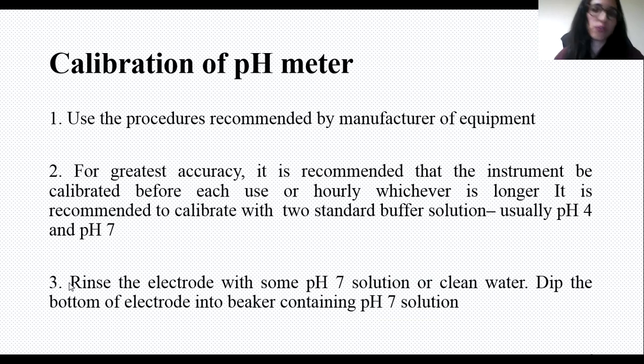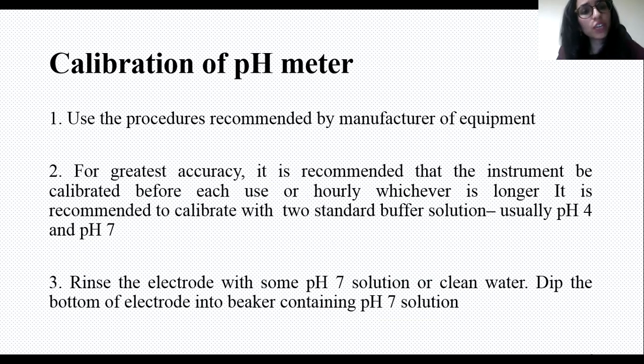Depending upon our lab condition, we need to put the SOPs on that instrument. For greatest accuracy, it is recommended that the instrument be calibrated before each use, as I already mentioned. For example, if we are using the measuring center also, before the experiment, we need to calibrate it. Fine. And it is recommended to calibrate with two standard buffers, and usually we take pH 4 and pH 7. If you have any doubt about any terminology, please mention it in the comment box.